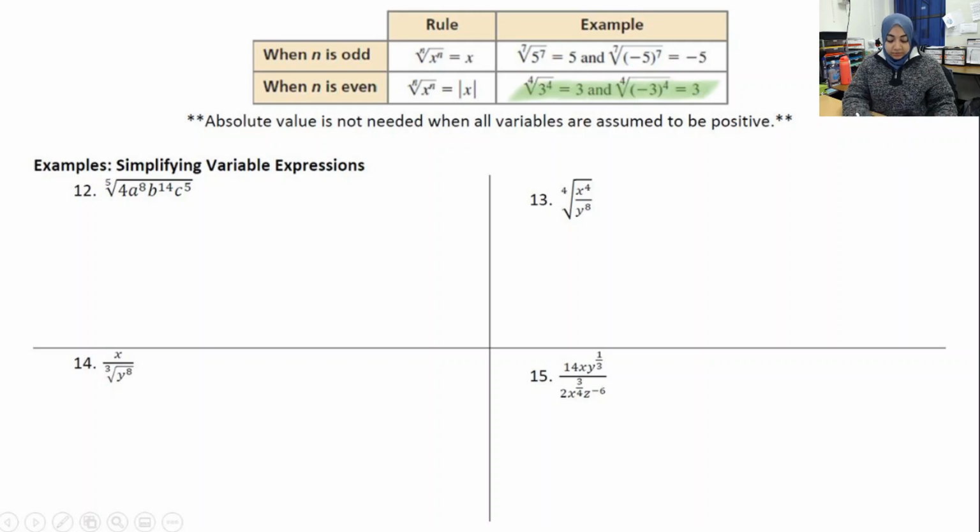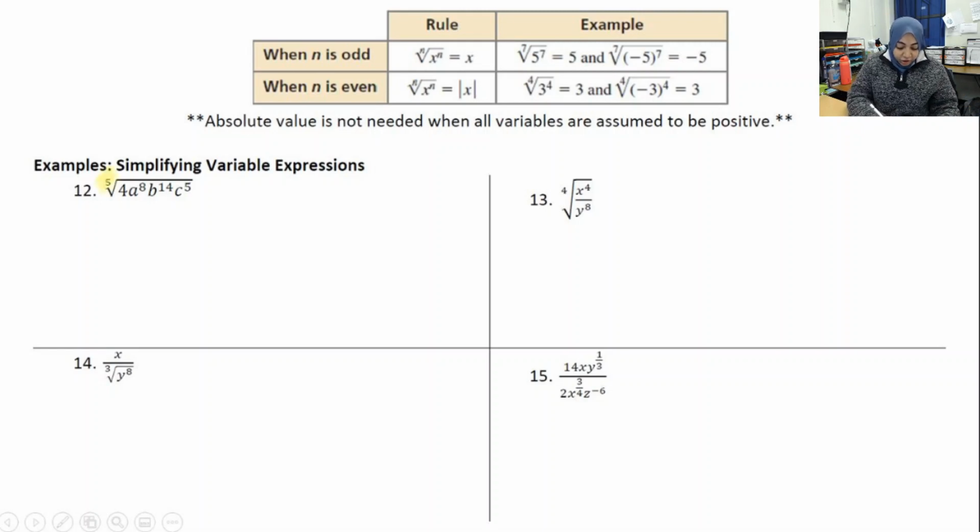If you take a look, let me switch back to my yellow highlighter. If I take the 4th root of 3 to the 4th, well, I don't know if there was actually 3 to the 4th or if it was negative 3 to the 4th. So whenever I write my final answer, I need to write the absolute value of that x. Of course, absolute value is not needed when I know that my variables are positive.